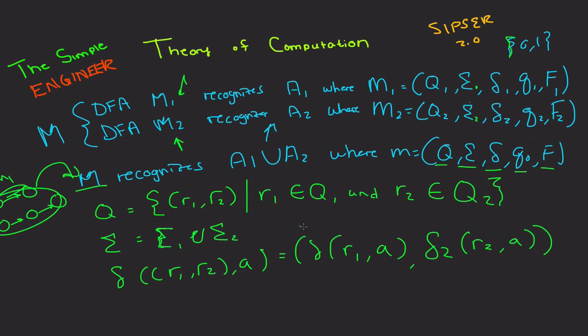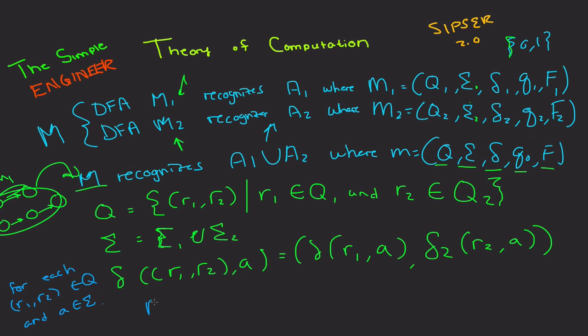Okay, so I want to basically reiterate that for each R1 and R2 that exists in Q and A that exists in sigma. Okay, so easily what this means is that M is going to take in an input symbol.